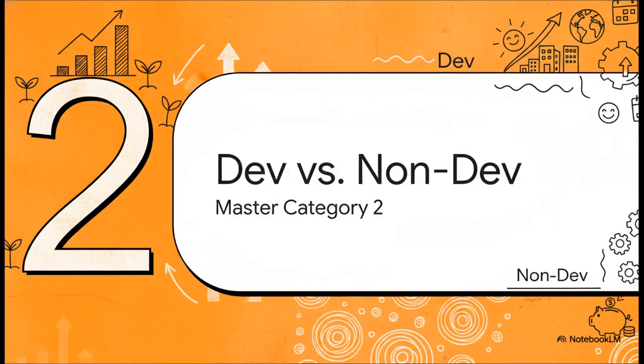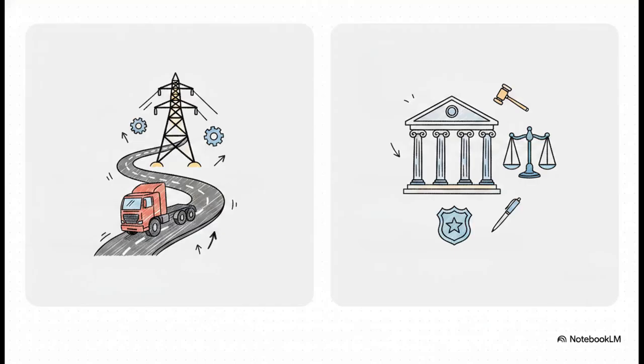Moving right along to Master Category 2, developmental versus non-developmental expenditure. The crucial point here is how we divide the wallet between active economic promotion and necessary but non-growth administrative upkeep. Developmental expenditure refers to spending incurred directly on the economic and social development of the country. This includes things like transport and communication networks. Non-developmental expenditure, however, is spending that doesn't directly promote economic development. It's essentially the maintenance of the state, so administrative services, the police, defense, and the administration of justice.